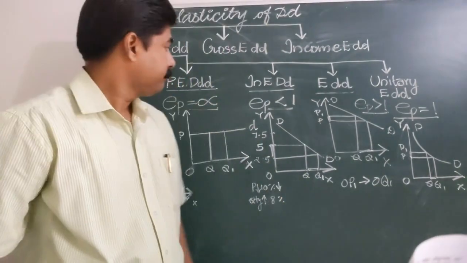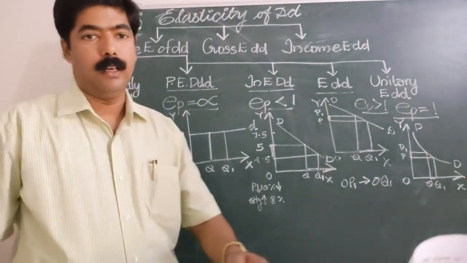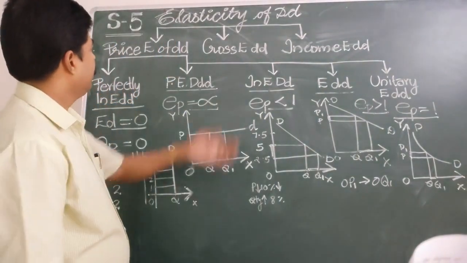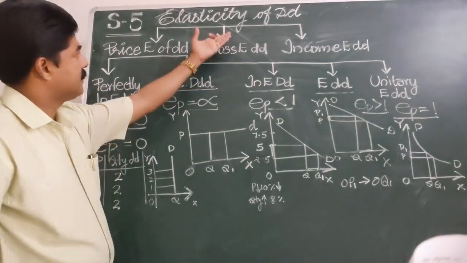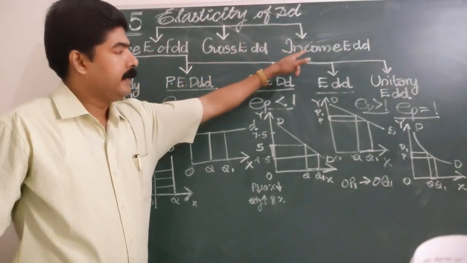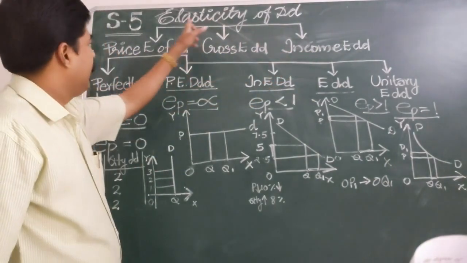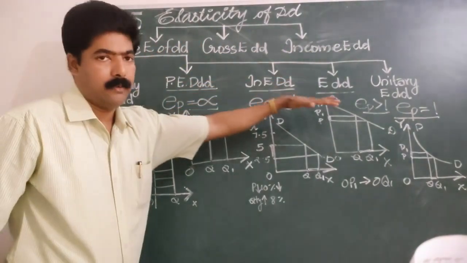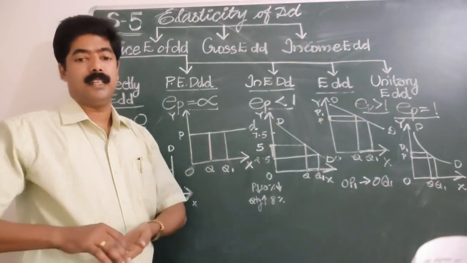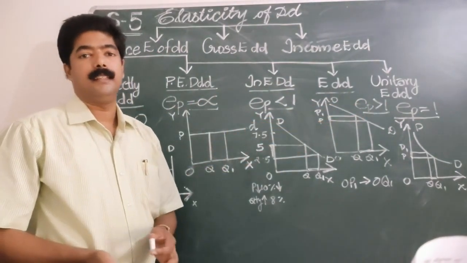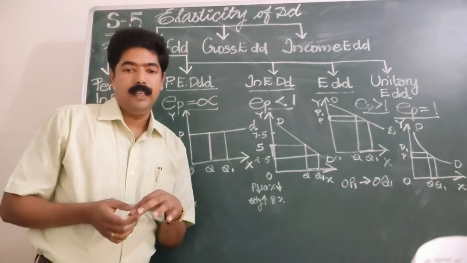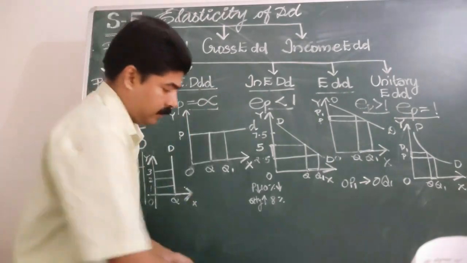Now we will see the calculation of price elasticity of demand. We have 3 types of elasticity of demand: price elasticity of demand, cross elasticity of demand, income elasticity of demand. Price elasticity of demand, we have seen 5 kinds, 5 classifications. Now, the different methods of measurement of price elasticity of demand. What are the different methods? Okay, we have 3.